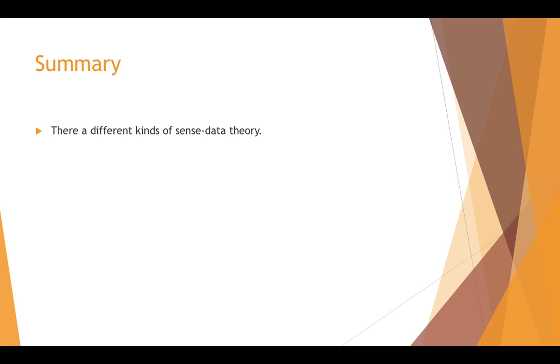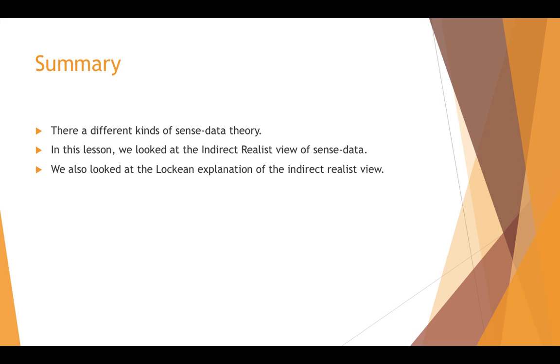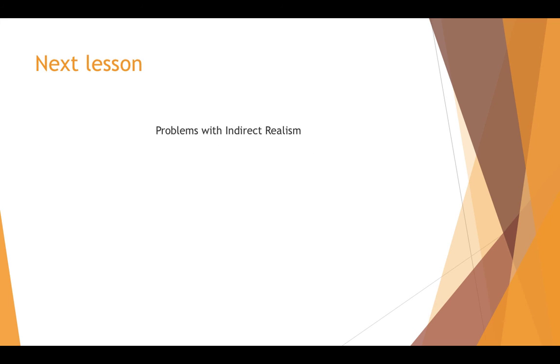In summary, there are different kinds of sense data theory. There's the quite strong sense data theory, the sort of Berkeleyan view. In this lesson we looked at the indirect realist view of sense data, and we looked at the Lockean explanation for the indirect realist view. We can't really finish up before we talk about the problems with indirect realism, and that's what we're going to do in the final lesson, and really conclude this entire introduction. As an introduction, we took a look at direct realism, problems with that, indirect realism, problems with that. So we're going to finish by looking at the problems with indirect realism.